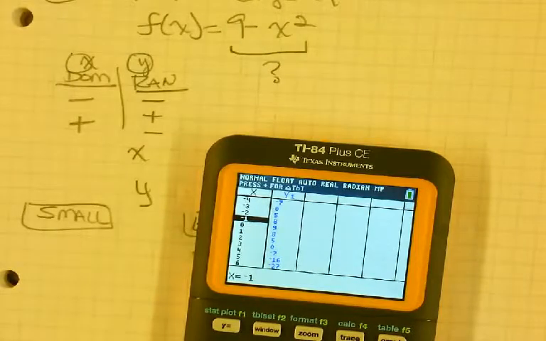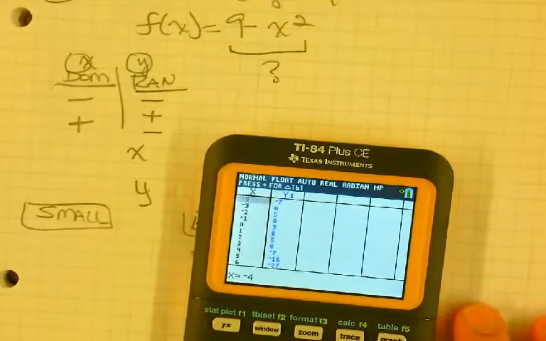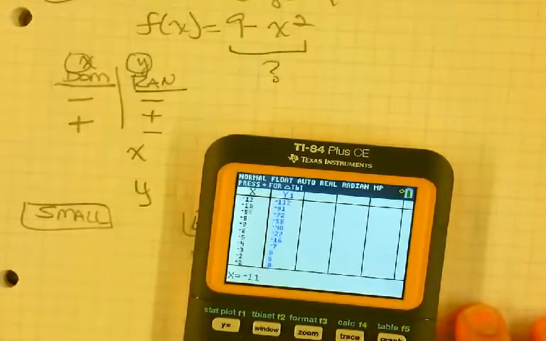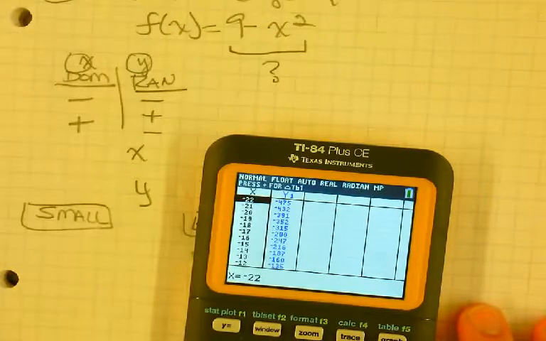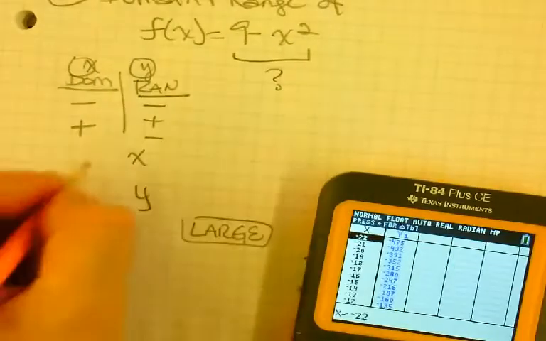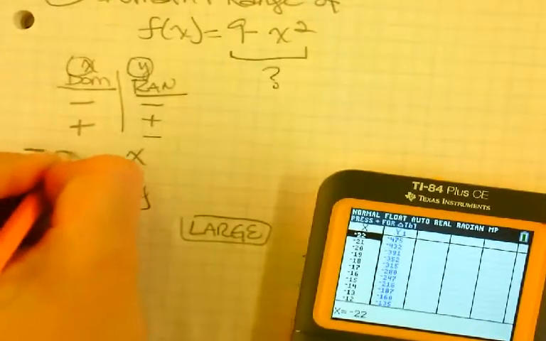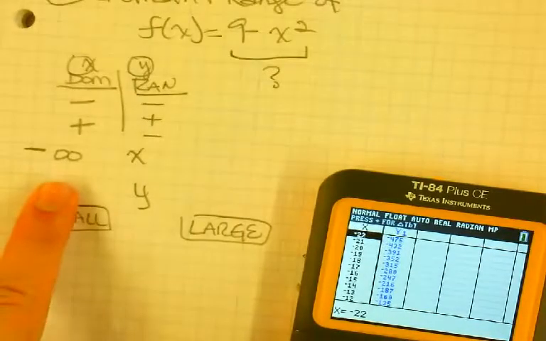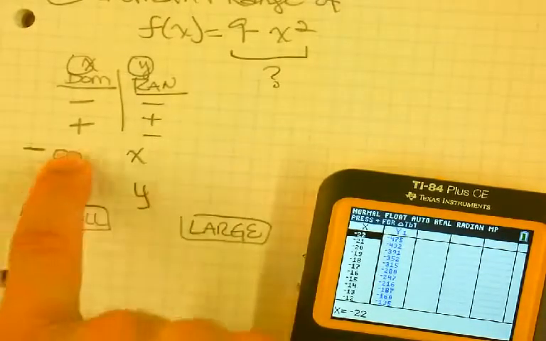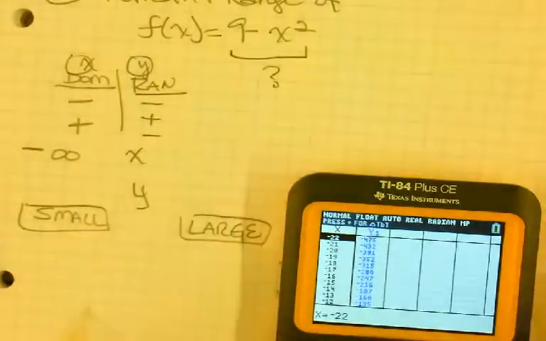I can get -1, -2, -3. What's the most negative number I could have? What's more negative than 0? What's more negative than 100? Negative infinity. Good. So put your negative infinity over here on the small side. Now let's go over on the x side again, but let's go on the big side.